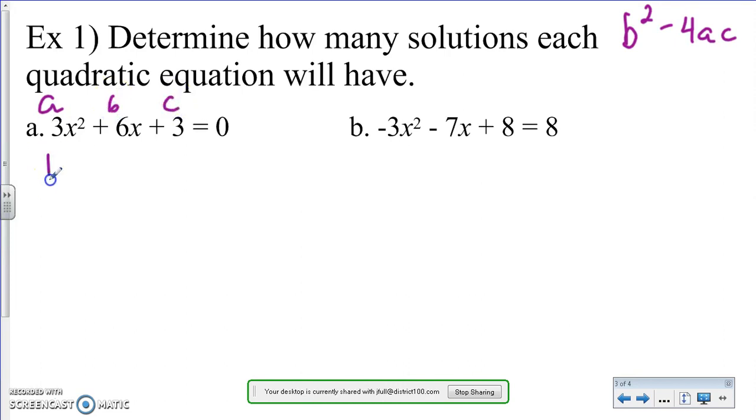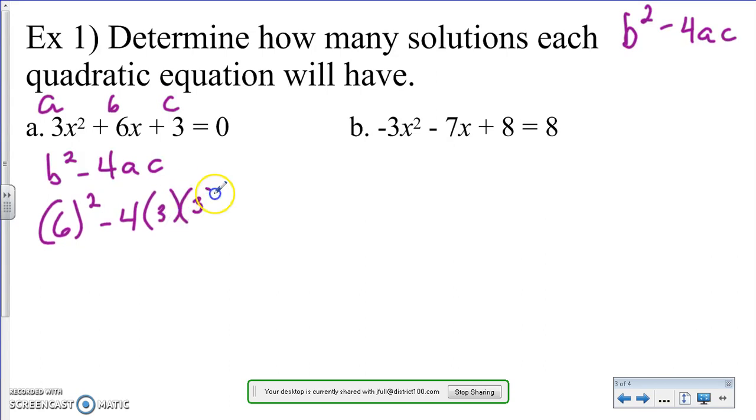So we're using b squared minus 4ac. So I'm going to square my b, which is 6. Remember I put it in parentheses. Minus 4 times a, which is 3, times c, which is also 3. All I have to do is type this into my calculator, see what I get for an answer, and then refer back to that table. So I'm going to do parentheses 6 squared minus 4, parentheses 3, parentheses 3. And I actually get 0 for an answer.